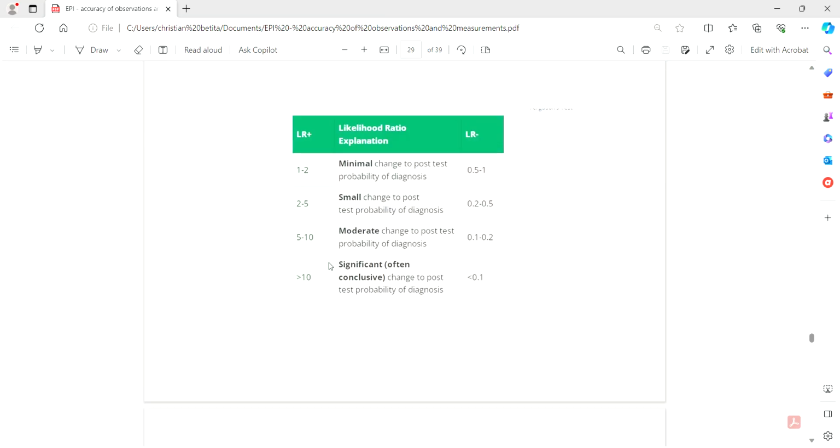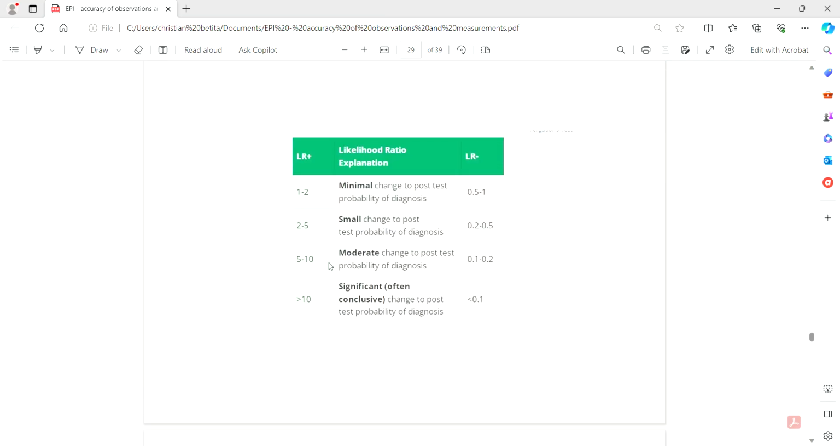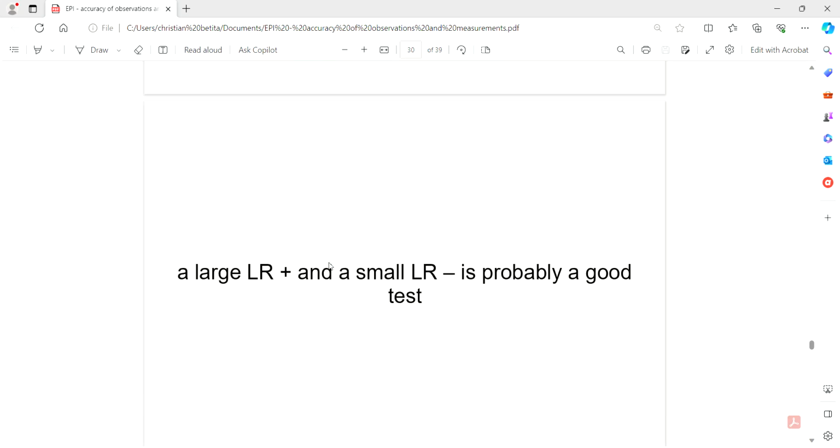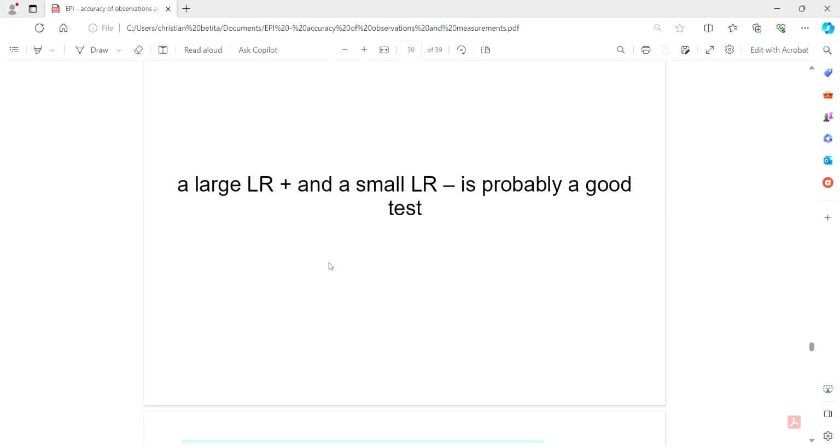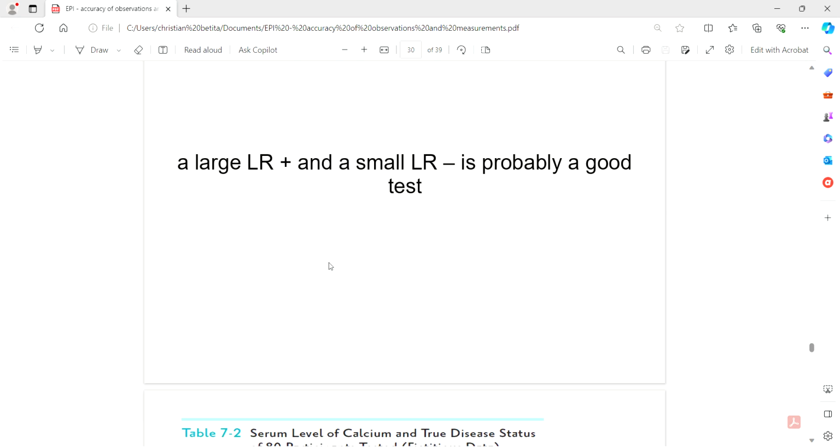Okay, and this is how we interpret the likelihood ratios. So for positive likelihood ratios, a value of more than 10 is a significant and often conclusive change. For the negative likelihood ratio, on the other hand, a value of less than 0.1 is significant. Okay. A large positive likelihood ratio and a small negative likelihood ratio is probably a good test.